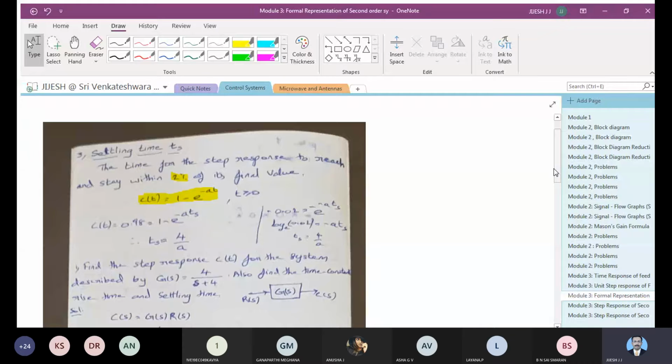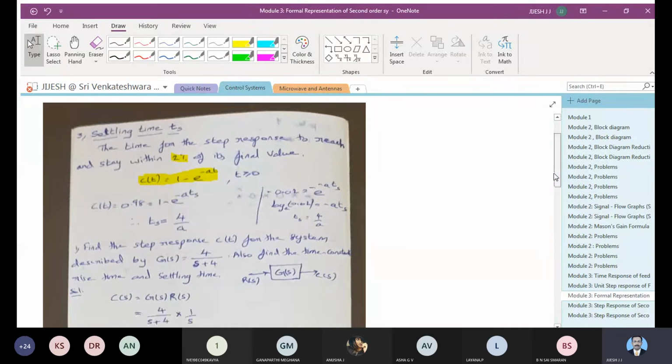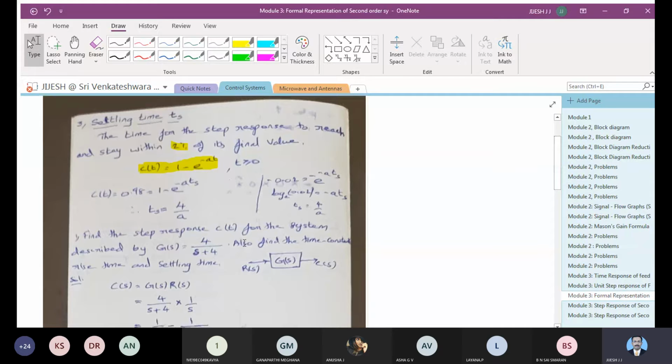So here G of s is given for us. It is 4 by s plus 4. We are asked to find out the time constant, rise time and settling time. To do this, we need to write the function C of s is equal to G of s into R of s. We have studied this equation before: the transfer function C of s by R of s is equal to G of s. So the same equation we can use here. C of s is equal to G of s into R of s. G of s is given, 4 by s plus 4.